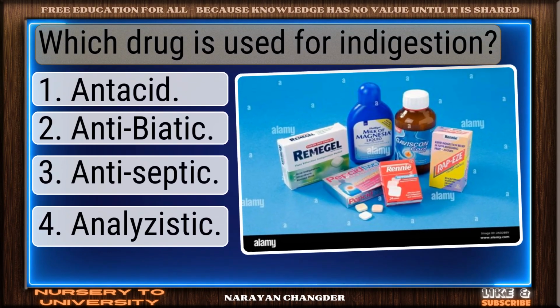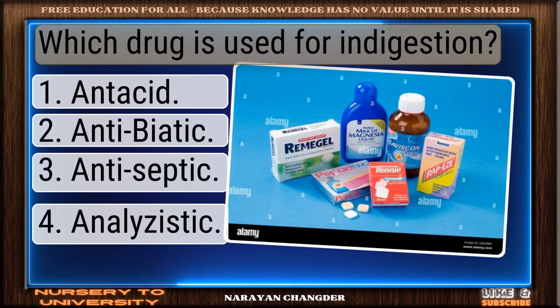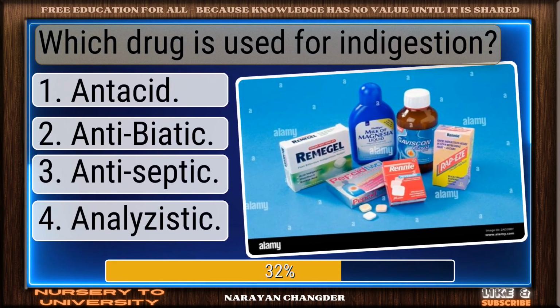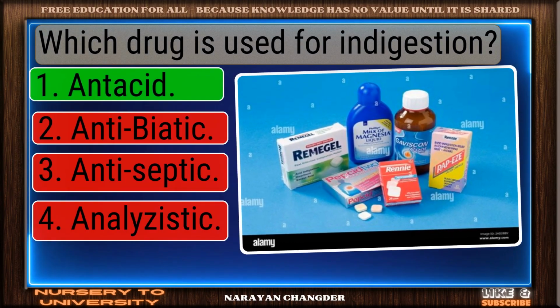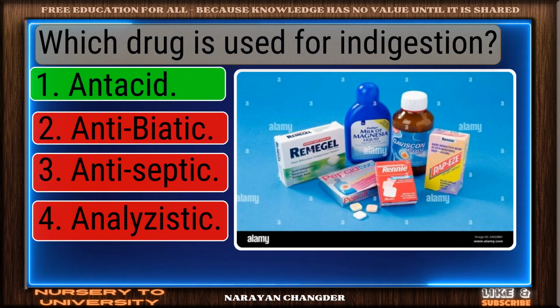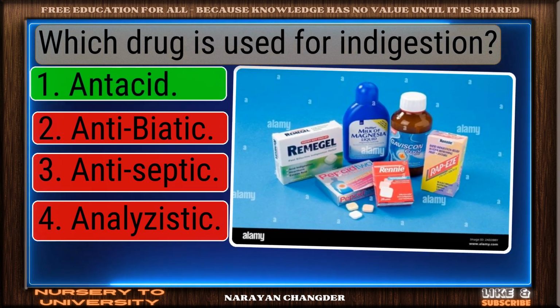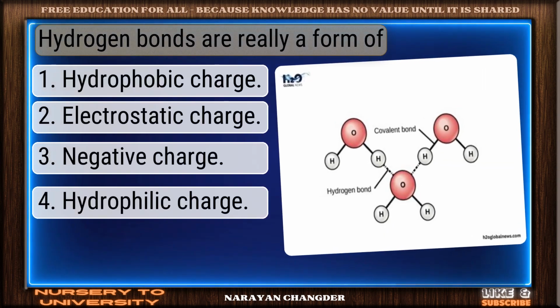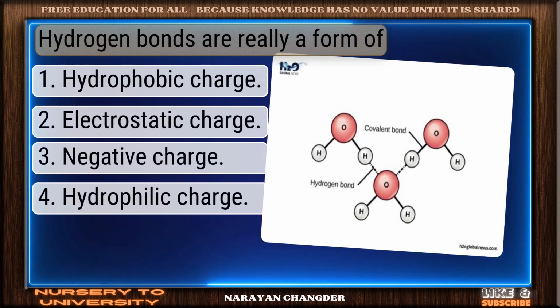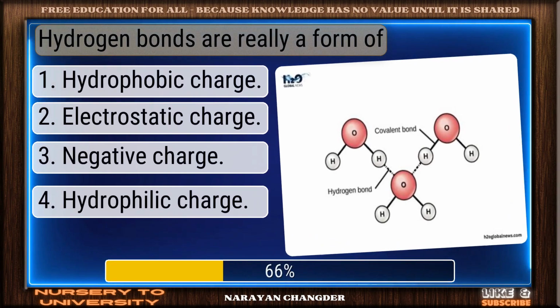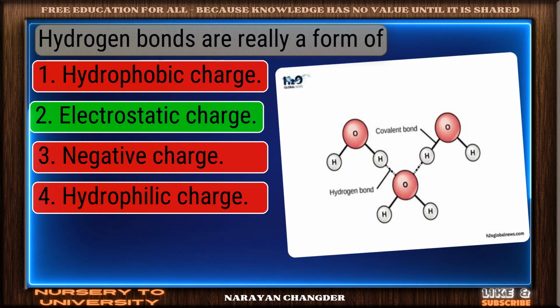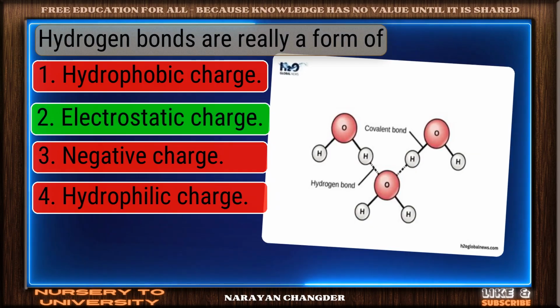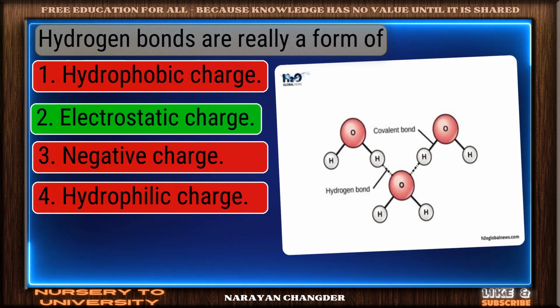Question number 58. Which drug is used for indigestion? Right again. Antacid is a valid answer. Question number 59. Hydrogen bonds are really a form of. Right choice. Electrostatic charge is the best answer.